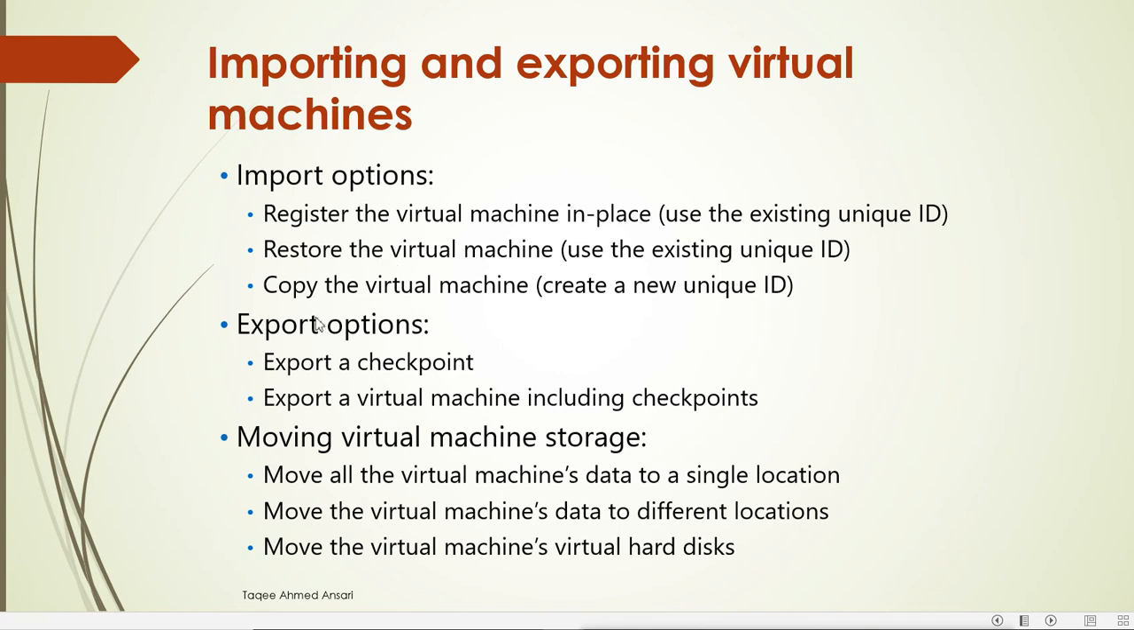So what we can do is export the virtual machine as a file, and then import that virtual machine in another Hyper-V as a file. For that we can export only the checkpoint we want, or we can export the whole virtual machine including the checkpoints. And when it comes to importing the virtual machine, it will ask for three options, like register the virtual machine in place. In place means use the existing unique ID.